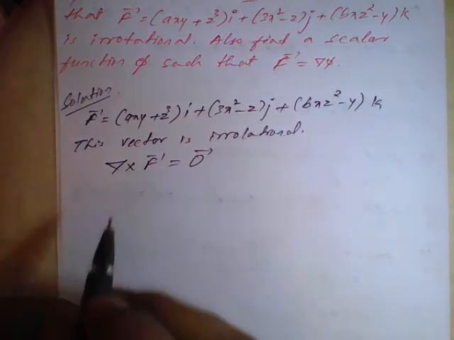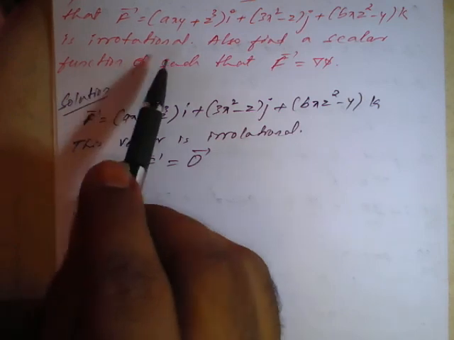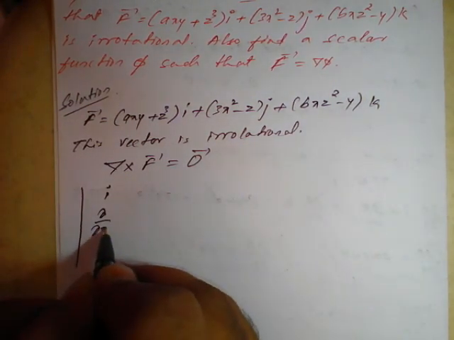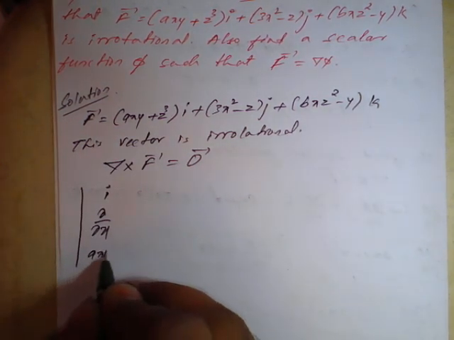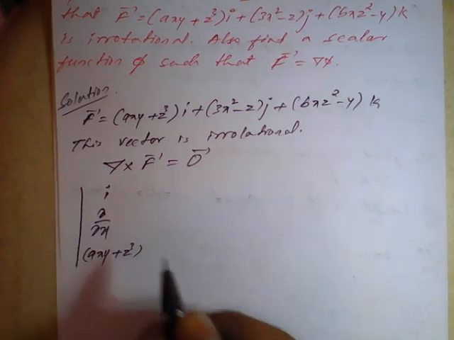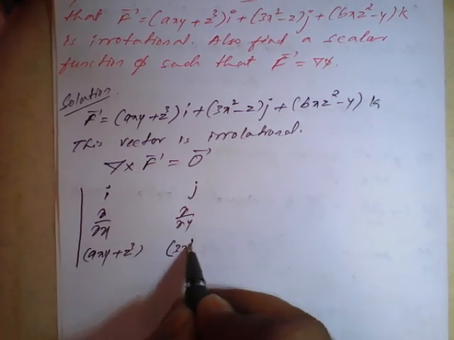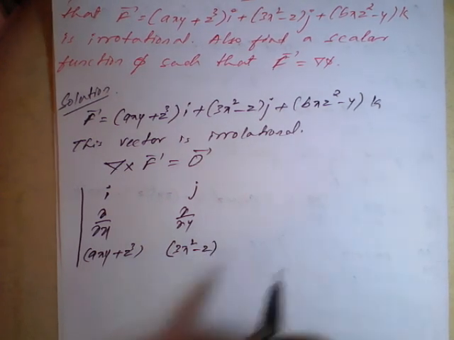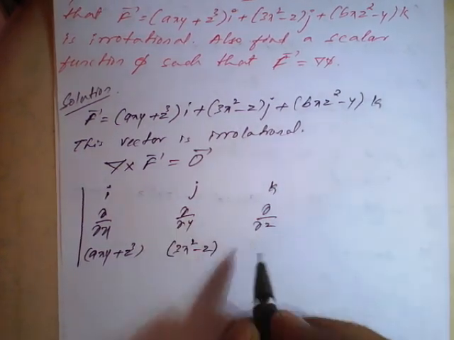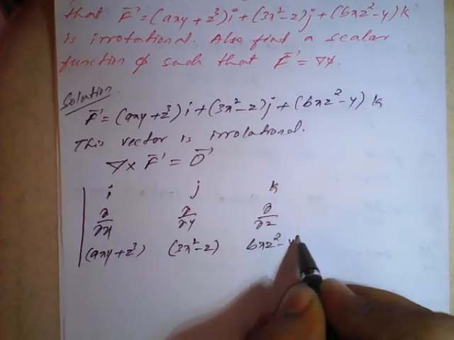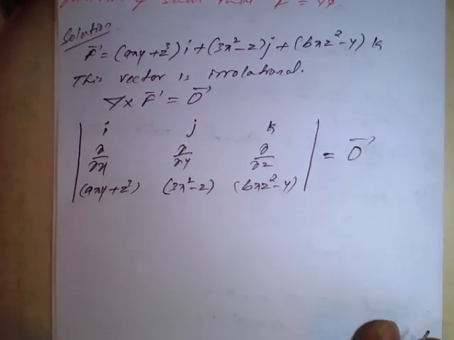So therefore I can say that the left hand side is nothing but the determinant of i, j, k. The second row is dou by dou x, dou by dou y, dou by dou z, and the third row will be the coefficients: the coefficient of i is axy plus z cube, the coefficient of j is 3x square minus z, and the coefficient of k is bxz square minus y, equal to 0 vector. Now we need to simplify this determinant.